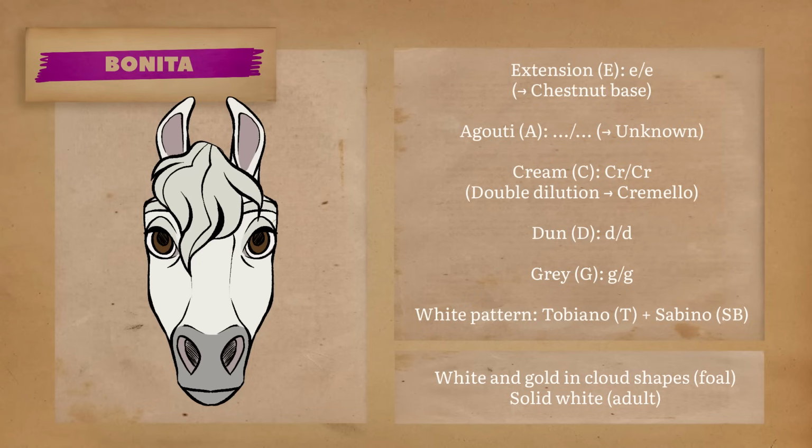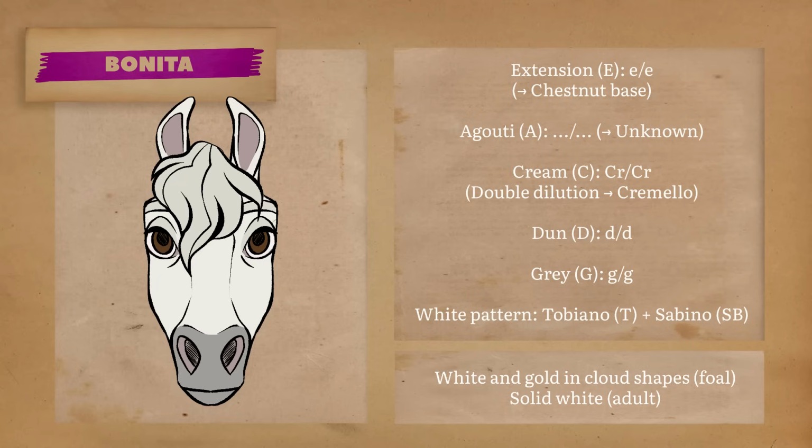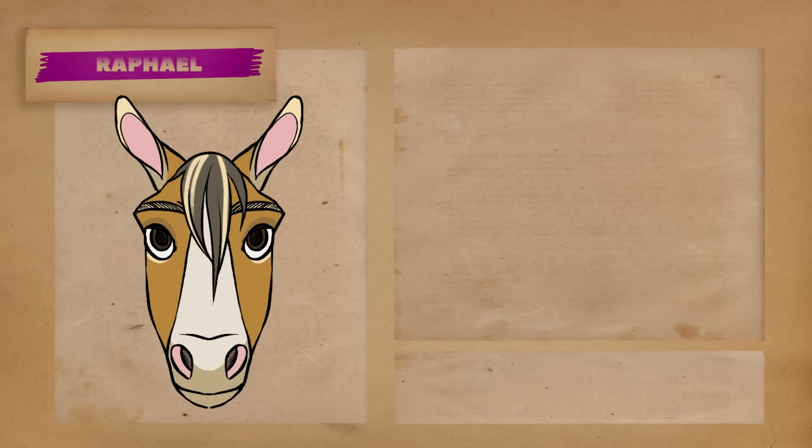I said she's going to be a double dilute, so that means a double cream, which turns chestnut into Cremello. There are no dun characteristics, so lowercase d twice, no graying genes, and as for the white pattern, I'm thinking a Tobiano, capital T, for those smooth white quote-unquote cloud-like patches over her back and belly. This is currently what we know, but don't get too comfortable though, we will absolutely be getting back to her in a bit. We'll leave Bonita for now and move on to Rafael.